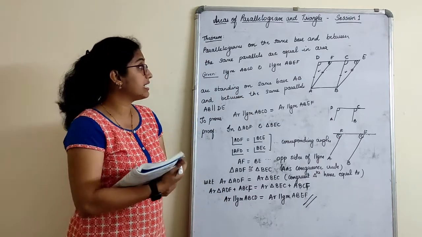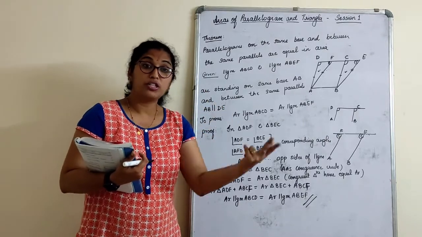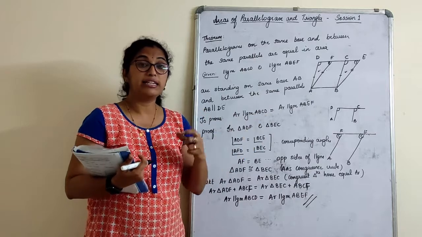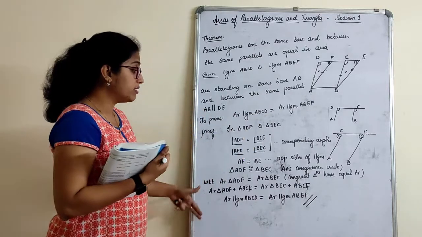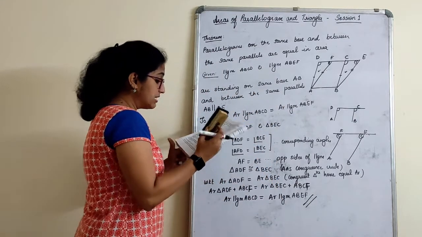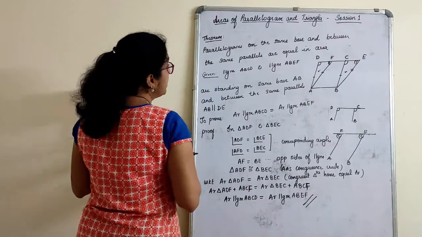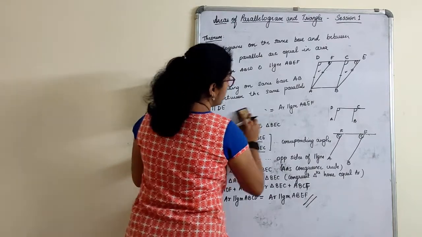The remaining variants, like if two triangles are standing on the same base, the converse of this parallelogram part, I will send you only the statement in the form of a PDF. So write this down quickly. We'll start with the next theorem, that is, what will happen if a triangle and a parallelogram are standing on the same base?